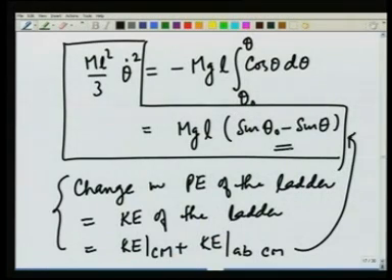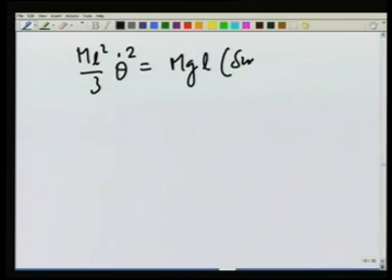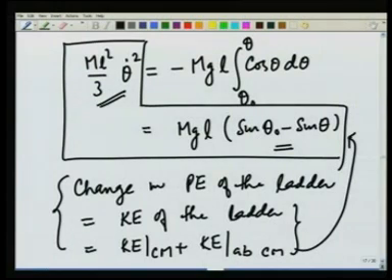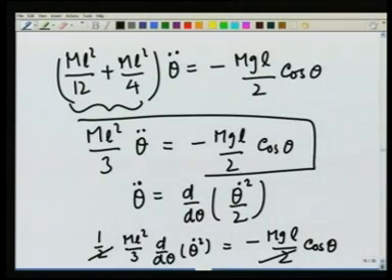This divided by 2 would give you the change in the potential energy, and these two terms together would give you this term. So, I have ml square over 3 theta dot square is equal to mgl into sine theta 0 minus sine theta. So, I get the value of theta dot square. Similarly, I already have the value for theta double dot, and if I substitute these in the value for N2, I will get an expression for N2.